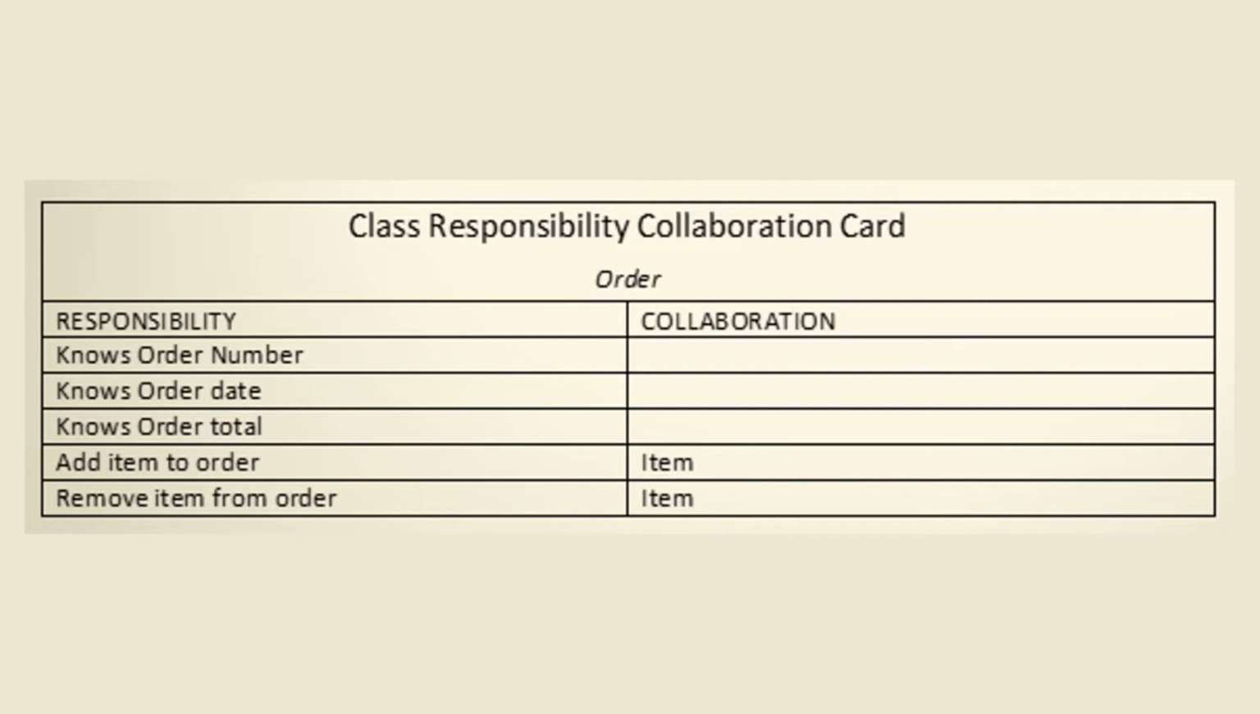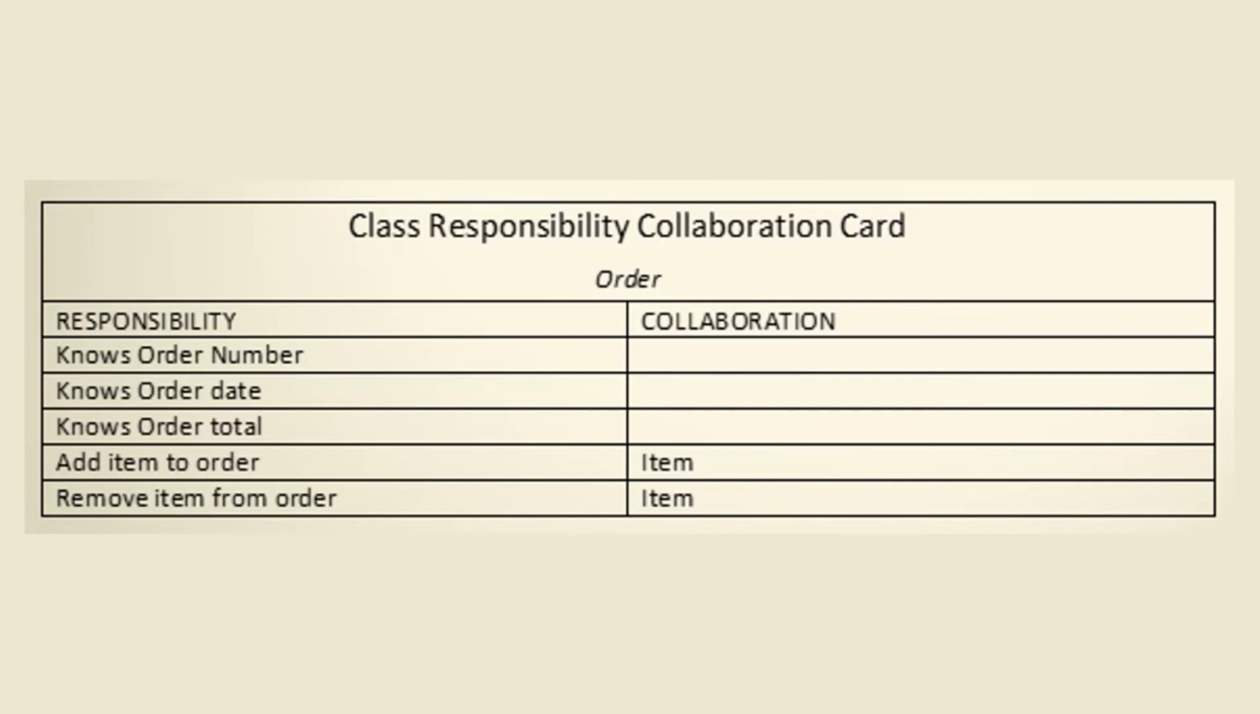Now, a responsibility can be anything which a class knows, which will later on translate to attributes, or it can be anything which a class will be doing, which will translate into operations. For example, to know the order number, the date, and the total are knowing responsibilities. And then to add an item or to remove an item from an order, those are doing actions.